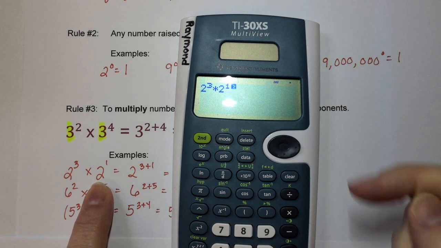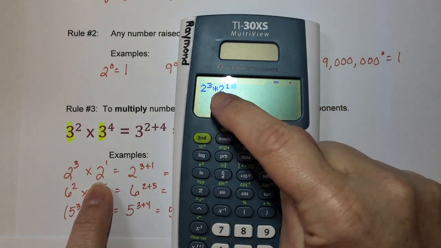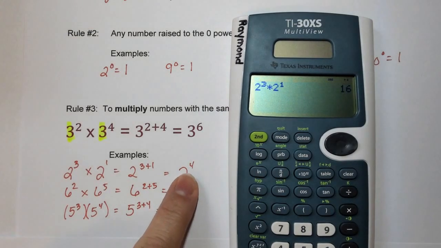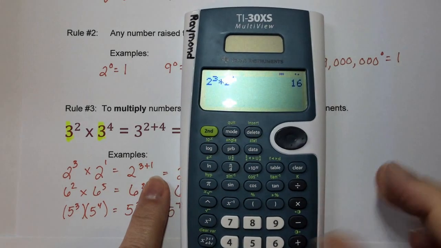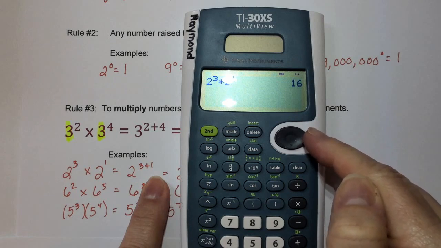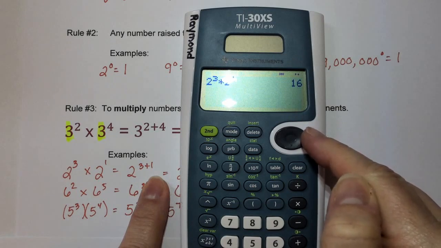Now that looks better. Even though this is not an X, that also means times. It's a little star or asterisk. Enter. And the answer is 16. And 2 to the power of 4 would be 16. So we got that right. You might want to rewind the video for a second just to make sure that you understand that after you put your exponent in, you need to use this little tab to the right here to get out of the exponent area.